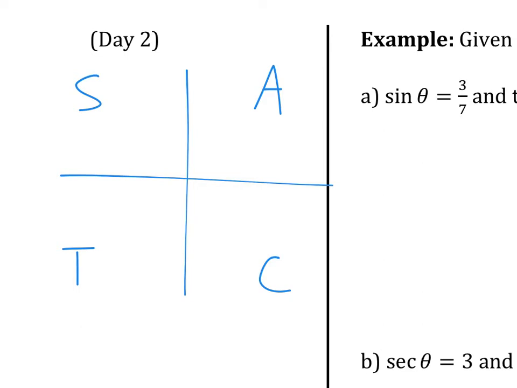Okay, All Students Take Calculus: A means all, everything. So all the trig functions in that quadrant are positive. S means sine. So only sine is positive in that quadrant, and everything else is negative. Sine is positive, its reciprocal is positive, but cosine and tangent are negative. T means tangent. So tangent is positive, but sine and cosine are negative. And then C means cosine. So cosine is positive, and then sine and tangent are negative. Okay, so all students take calculus.